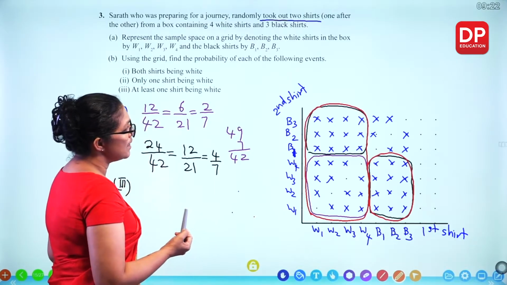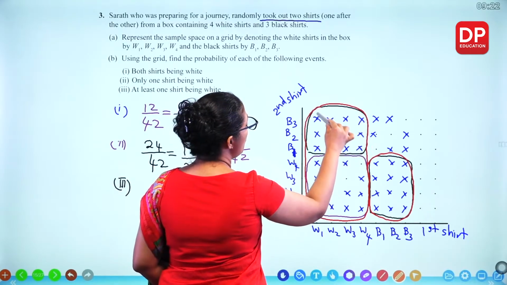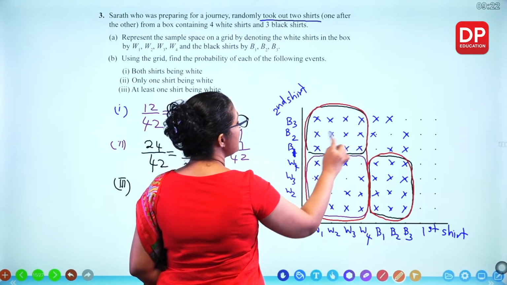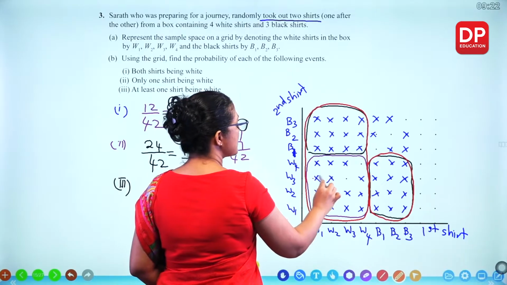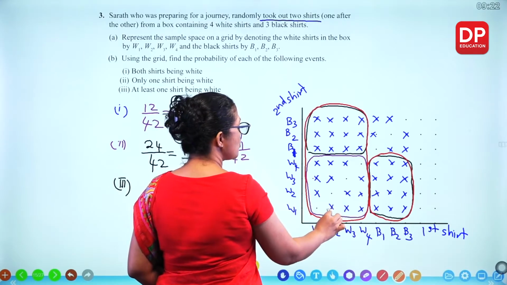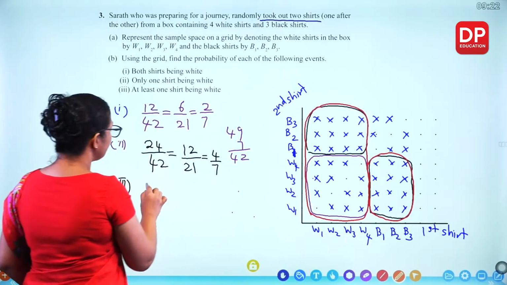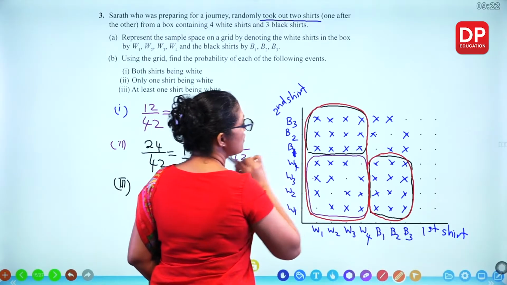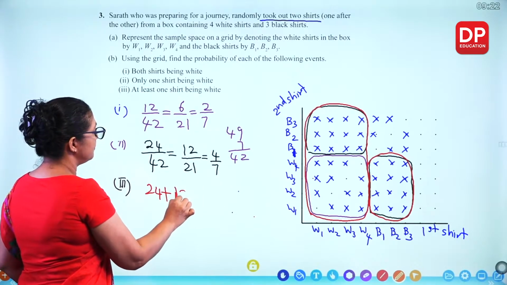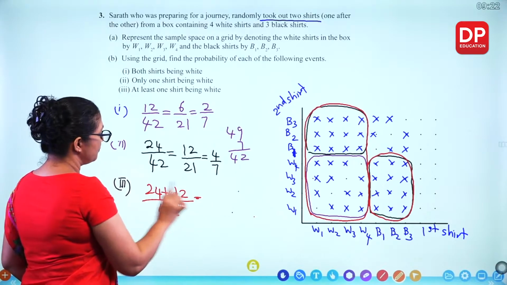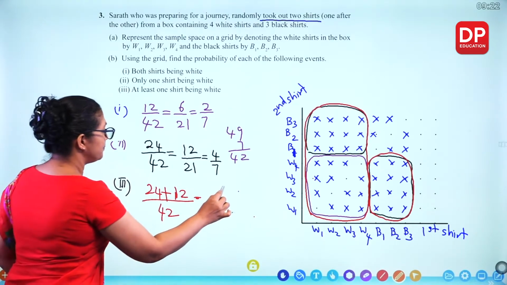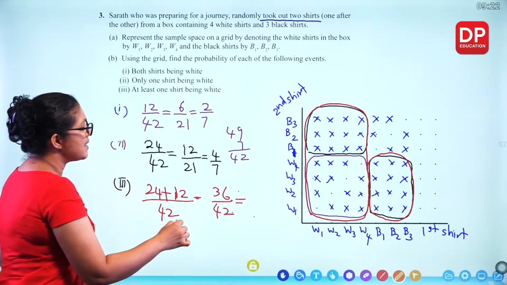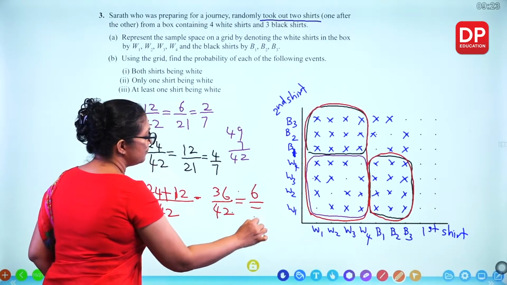So how many altogether? 1, 2, 3, 4, 2, 3, 4, 5. Here 1, 2, 3, 4, 5, 6, 7, 8, 9, 10, 11, 12, 13, 14, 15, 16, 17, 18, 19, 20, 21, 22, 23, 24, plus 3 times 1, 2, 3, 4. 3 times 4, 12 out of 42. 24 plus 12, 36 out of 42. Divide by 6, you get 6 over 7.